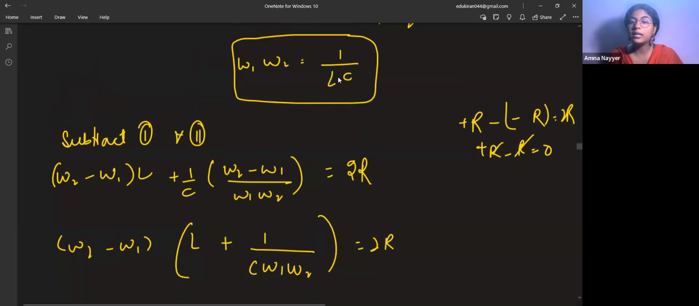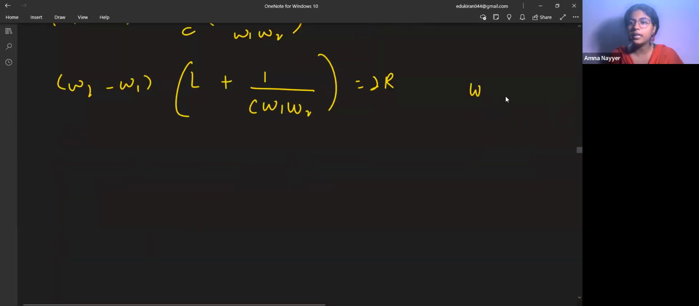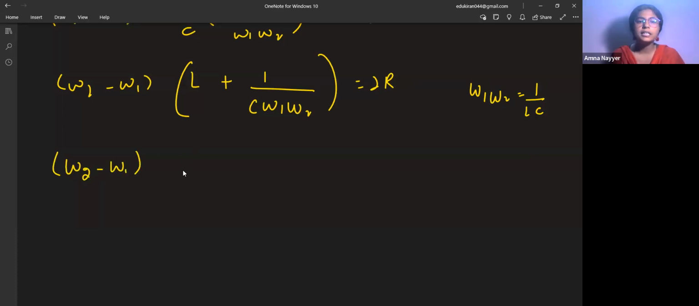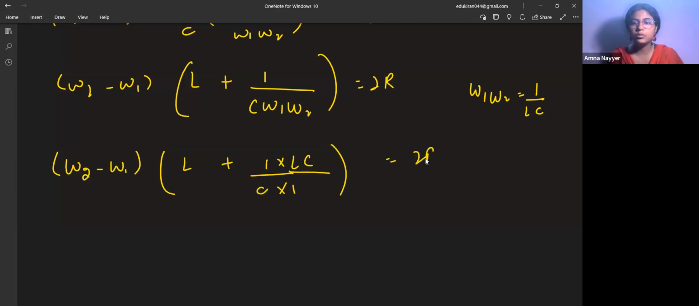Omega 1 into omega 2 is 1 by LC, right? Omega 1 into omega 2, this is 1 by LC. So now substitute this value: omega 2 minus omega 1 times L plus 1 by C, instead of omega 1 into omega 2, which is 1 by LC, is equal to 2R.